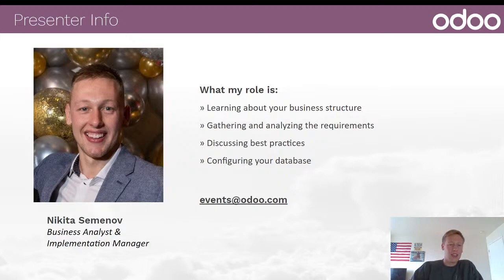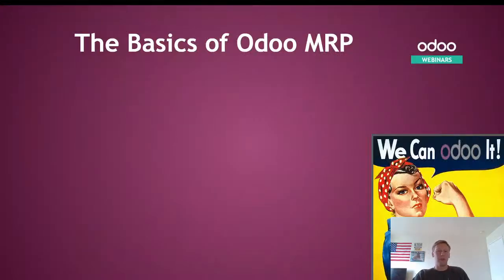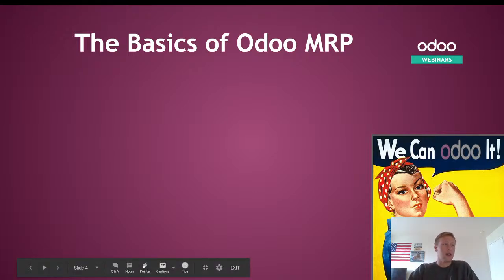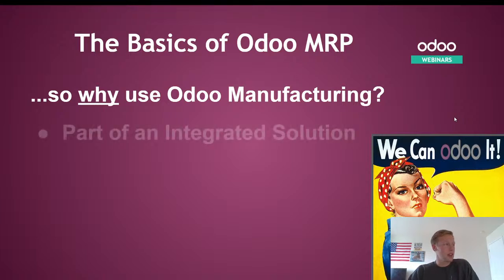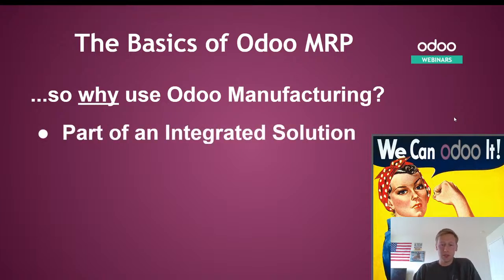All right, let's move on here. So we'll start with basics of Odoo MRP, right? And I think the question here is why use Odoo manufacturing and why use Odoo in general, right? I think it's a problem and a challenge for a lot of businesses to work with multiple systems. And that's why Odoo is your solution, right? Odoo is an integrated solution for allowing traceability within the system and throughout different apps within Odoo and within your business as well.